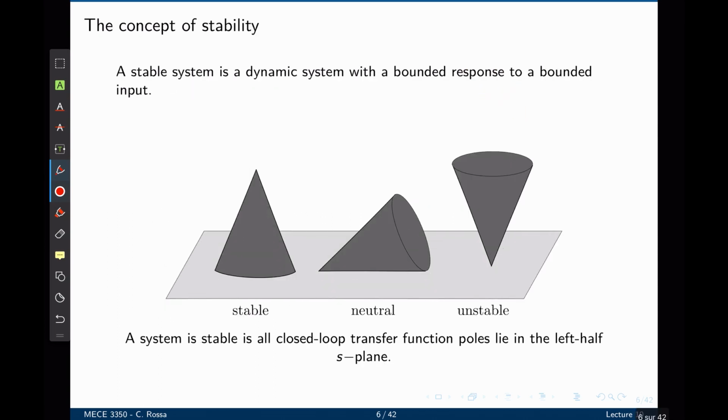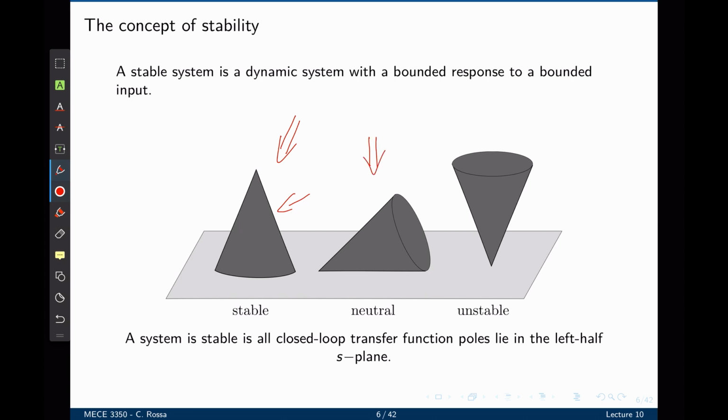The concept of stability can be classified into 3 main states. A stable system is a dynamic system with a bounded response to a bounded input. This is shown in this first representation. In a stable system, if a bounded input is given to it, the system will oscillate before it settles back at a given position. It will always reach a stable position.